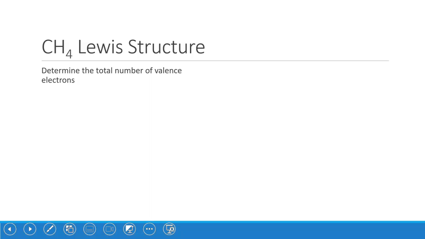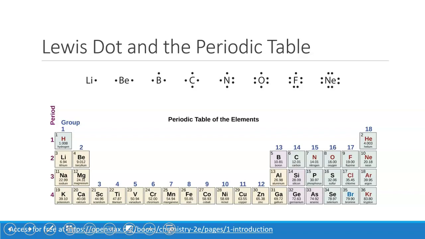So let's dive into some examples. The first example that we're going to look at is CH4. The first step in our process is to determine the total number of valence electrons. Remember that for each element, you can find the number of valence electrons based on the periodic table. Carbon is in group 4A, and for group 4A, remember that that means it has 4 valence electrons. And hydrogen, being in group 1A on the left-hand side, is going to have the same number of valence electrons as lithium, so it'll have 1.